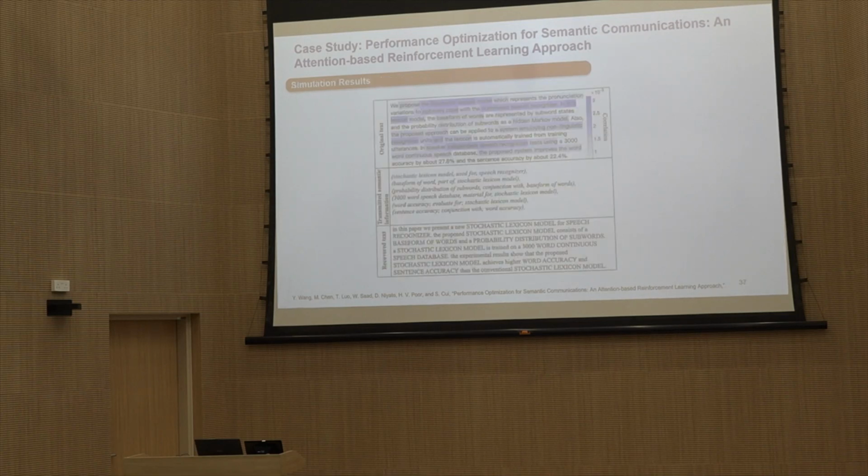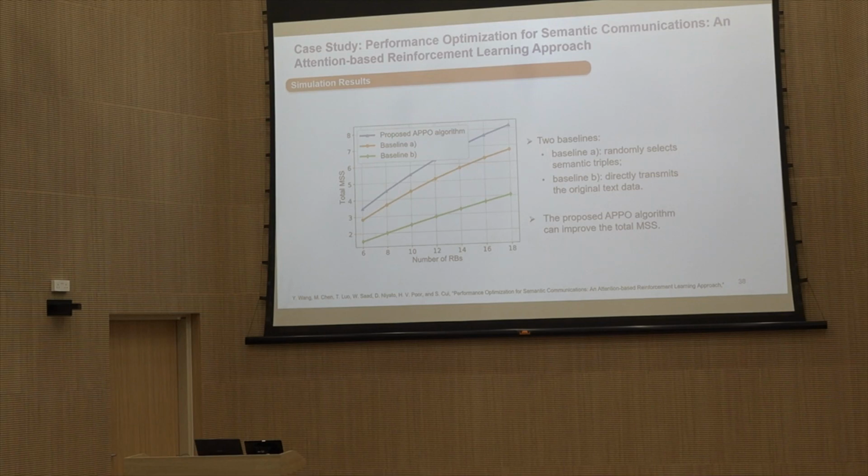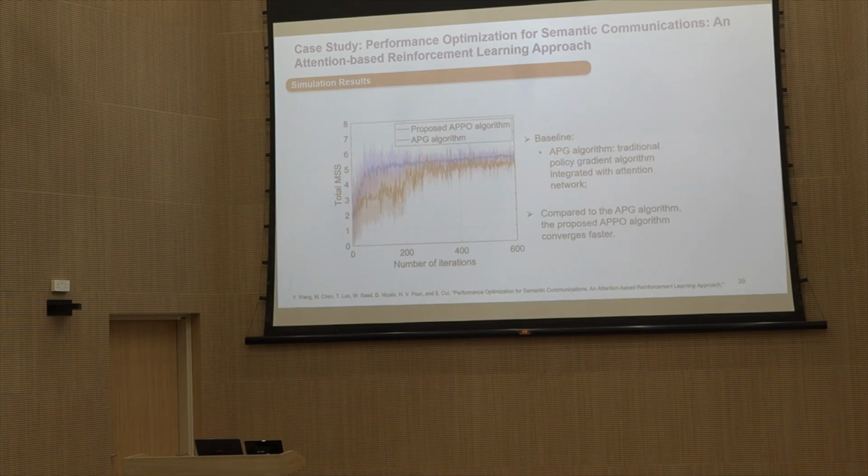For the simulation result, we have the original text, and then we extract the original text into the knowledge graph, and the recovered text can be obtained as shown in this example. We compare with two baselines, which are randomly selecting the semantic triplets and directly transmitting the original text. Our proposed algorithm can improve the semantic information performance. And it converges quickly to the optimal solution.